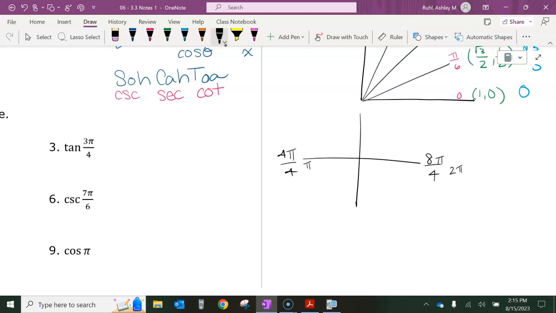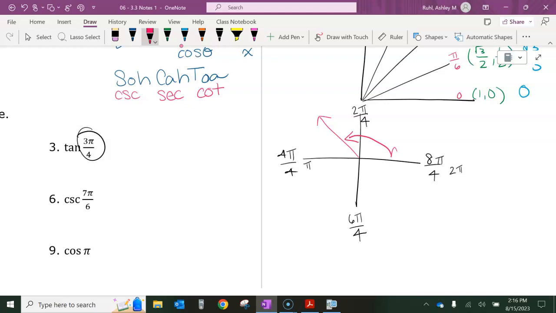Now I can look at what I have in relation to what I need. Here I would also figure out what my axes are: halfway between 0 and 4 is 2 pi over 4, and halfway between 4 and 8 would be 6 pi over 4. So I can clearly see 3 pi over 4 is going to be right between 2 pi over 4 and 4 pi over 4. So that gets me into my second quadrant right here.